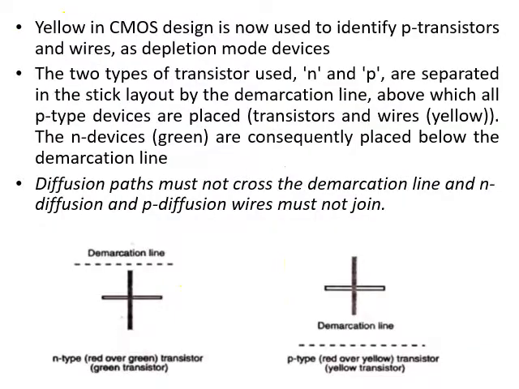Then yellow in CMOS design is used to identify the P transistors. The two types of transistors, usually we know it is N and P, are separated in the stick layout by the demarcation line. That is what I have said just now, that the demarcation line will separate P from N. The N devices will be placed below the demarcation line, and P devices will be placed above the demarcation line.